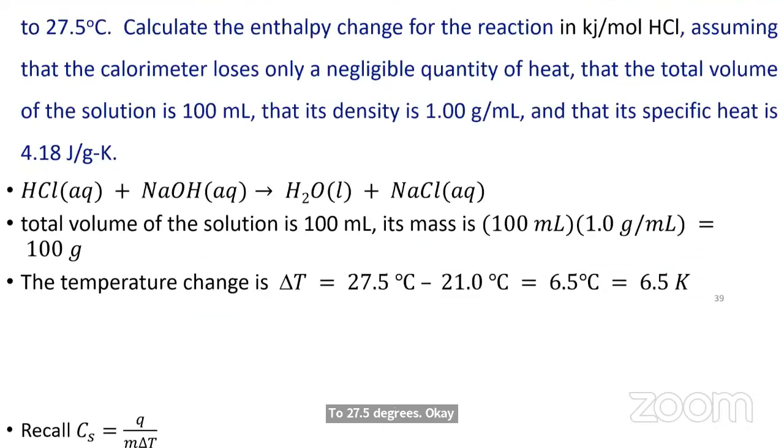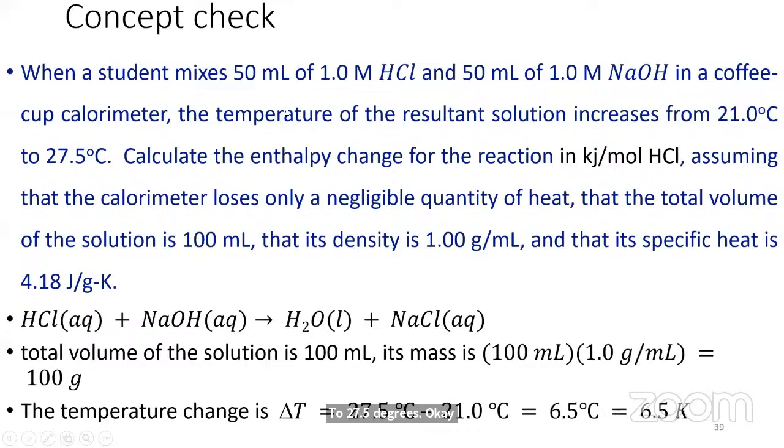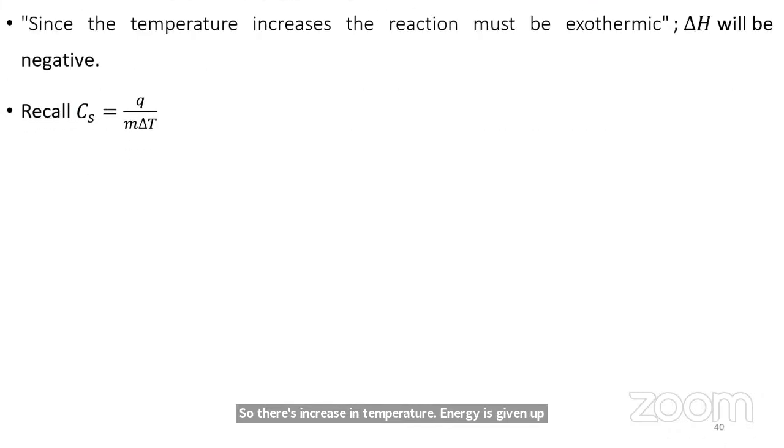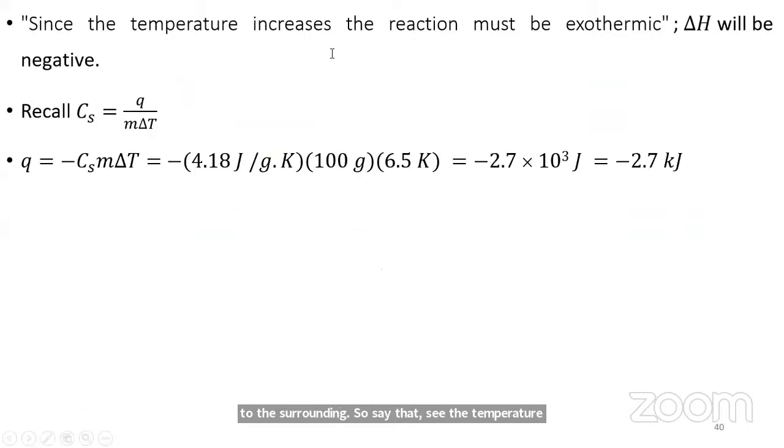And again, let's look at it. It says that the temperature of the resultant solution increases from 21 degrees Celsius to 27.5 degrees Celsius. So there's an increase in temperature, so it's exothermic. Energy is given out to the surroundings. So since the temperature increases, the reaction must be exothermic, so your delta H will be negative.